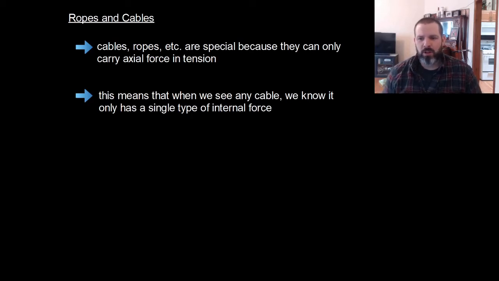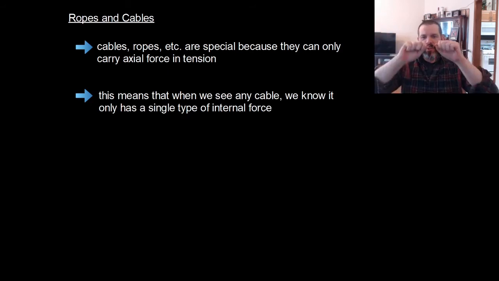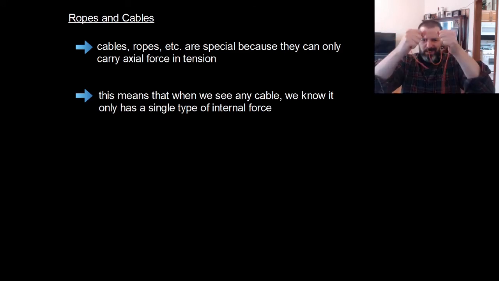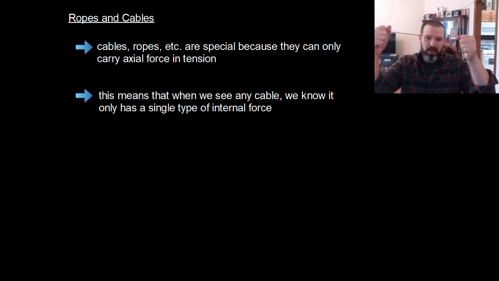Ropes and cables are a special type of structural element because they can only carry axial force and tension. So I have a nice orange piece of rope here. And you'll see that if I pull on it, it holds force and it's taut. And if I push on it, it carries no force. Ropes and cables can only carry force in axial tension.